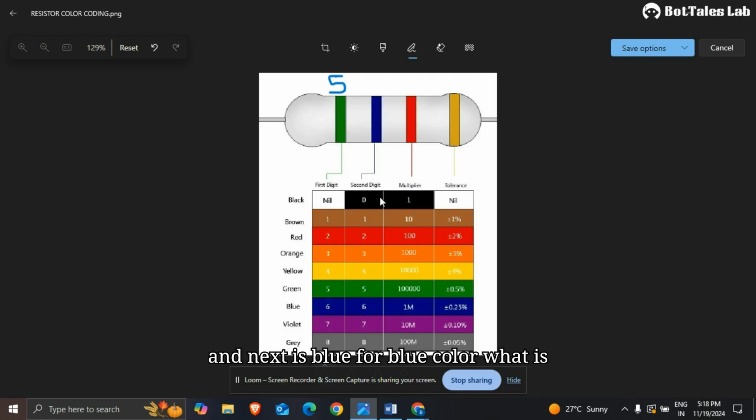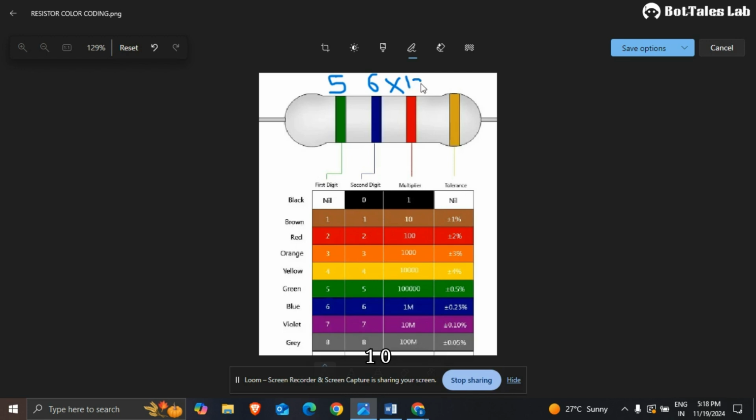And next is blue. It is the second digit. For blue color, what is the value? 6. So just write 6 for blue color. After writing these two digits of the first band and second band, put a multiplication sign here. After that, the third one stands for the multiplier, red color. You can see from the table what the multiplier value is for red. For black the multiplier value is 1, for brown the multiplier value is 10, and for red what is the multiplier value? It is 100. So basically multiply by 100.